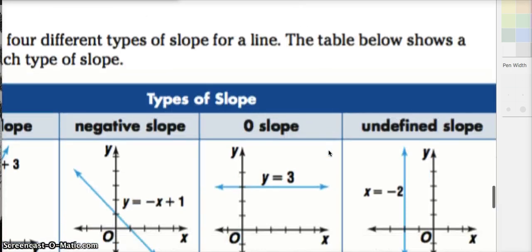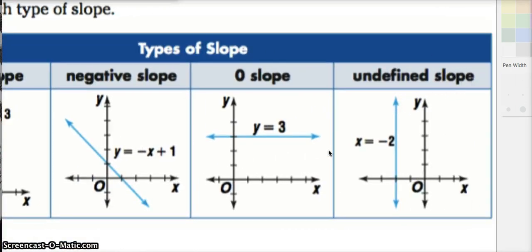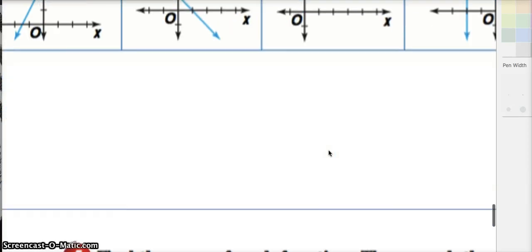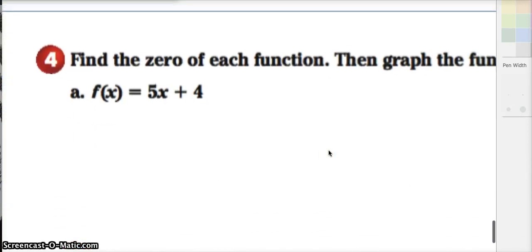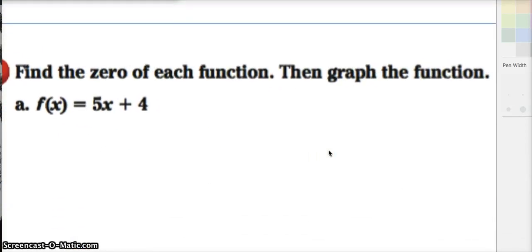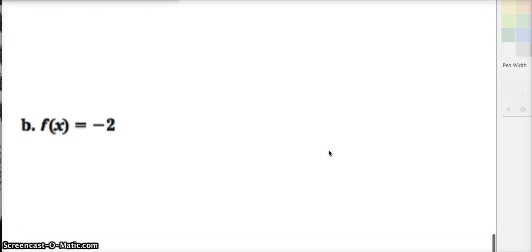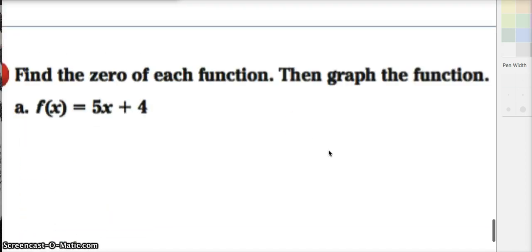And then finally, we'll discuss a little bit about the 4 graphs that I want you guys to memorize. And then finally, we'll have our last example, which gives us an opportunity to find the zeros of the function. Then we'll graph them.